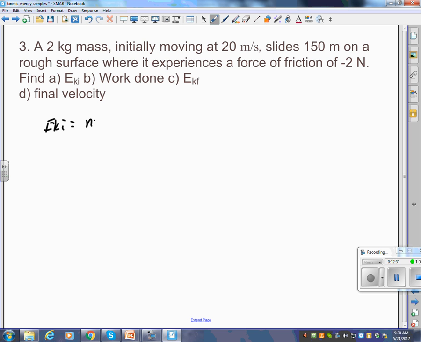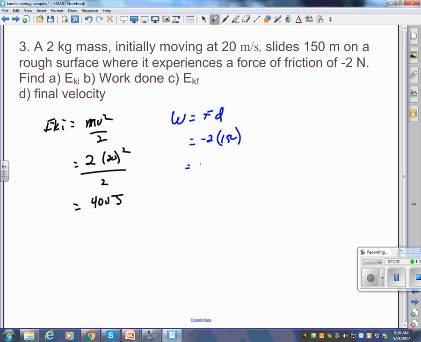EKI is going to be mv squared over 2. 2 kilogram mass, moving at 20, over 2. 2 divided by 2 cancels out. 20 squared is 400. We have 400 joules of kinetic energy to begin with. The force is negative. So that's going to be FD. So really, should we put that negative in there? Yeah. So minus 2 times 150, minus 300 joules of work. We're taking it away.